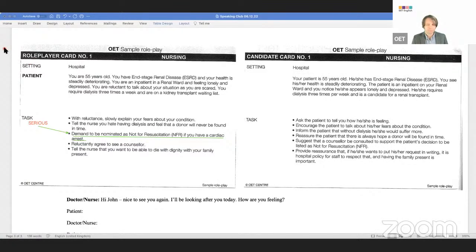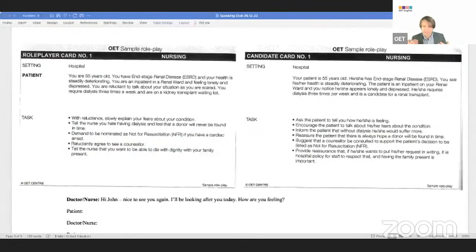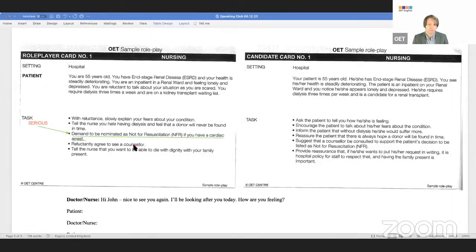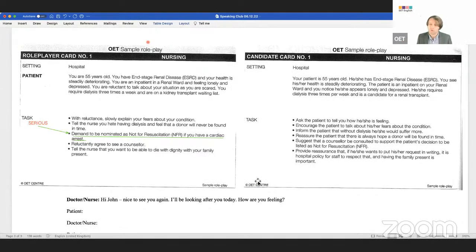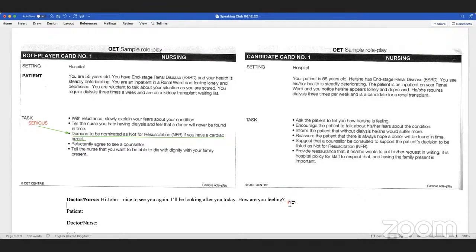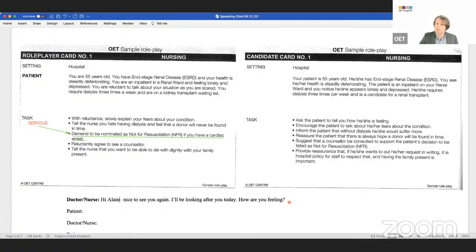All right. Now there are other difficulties with this cue card as well. We know the patient already. So how do you introduce yourself? Abdullah, could you say hello? We were practicing this yesterday, weren't we? Yeah. So I will say, go on. Hi, Alan. Nice to see you again. I'll be looking after you today. And how are you feeling at the moment? Okay, so quite a simple introduction. Here's our introduction. Okay, we know him already.